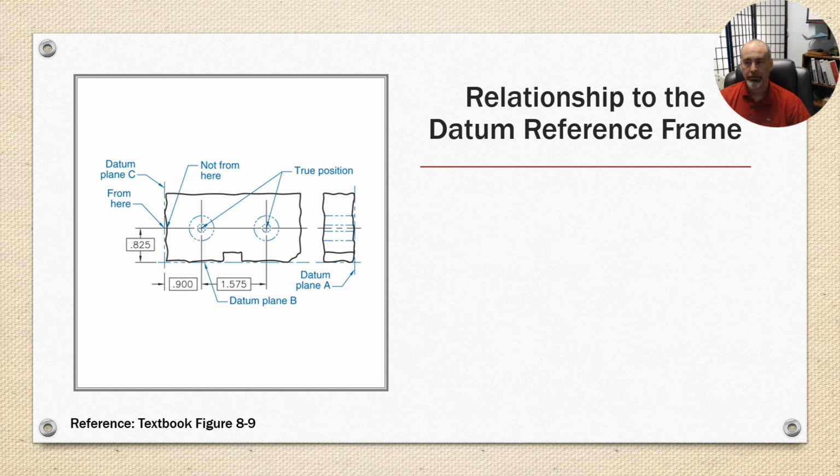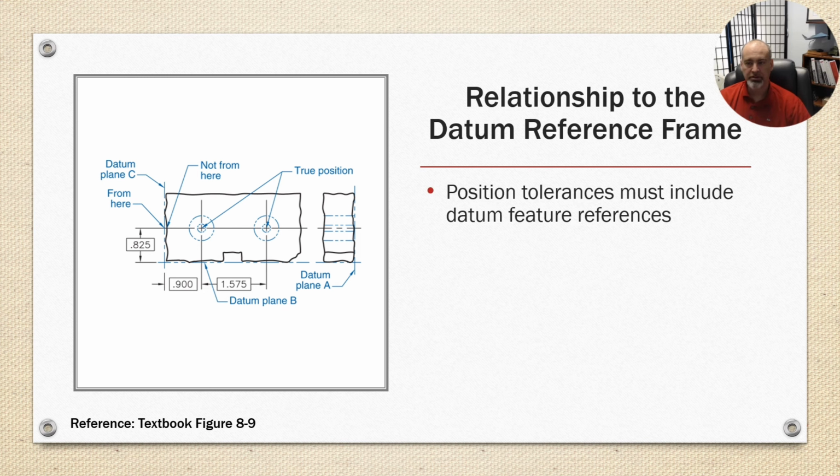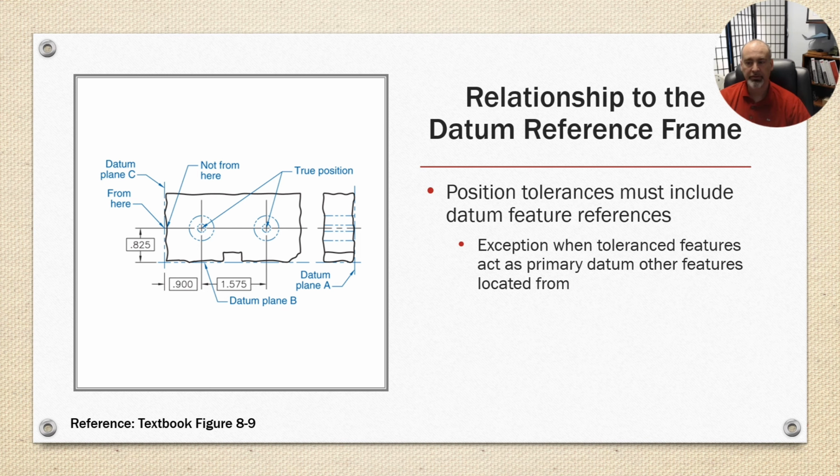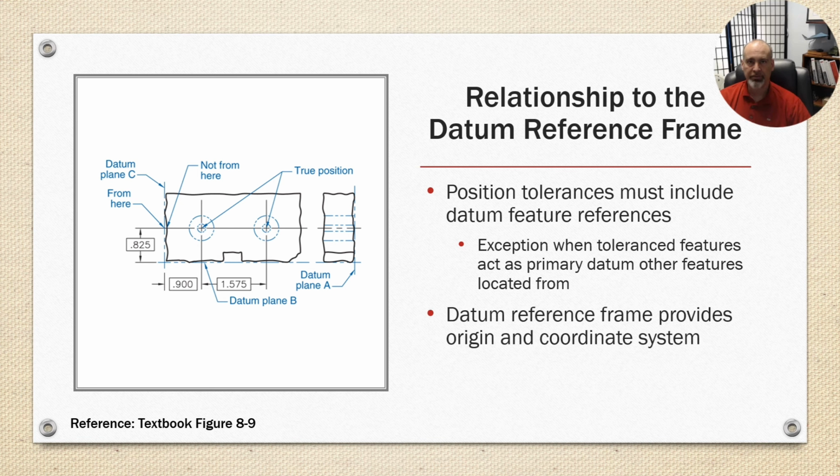Okay, the relationship to the datum reference frame. Position tolerances must include datum feature references. Exception: when the tolerance feature acts as the primary datum for other features located from it. The datum reference frame provides origin and coordinate system, and surfaces are not the origin of measurements.